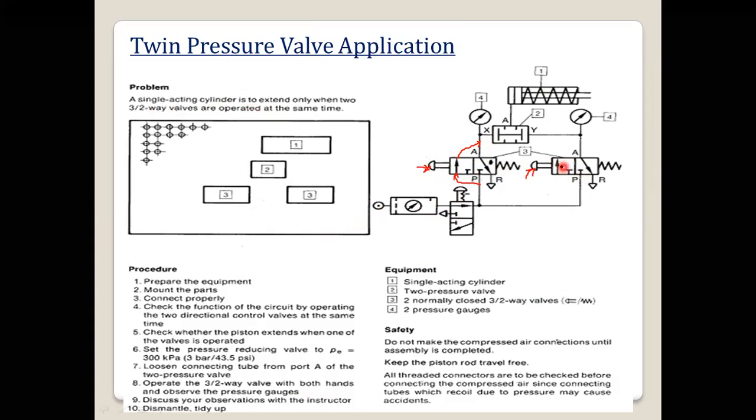Because I am operating both the valves at the same time, here also the position will be P to A. That means the compressed air will be coming at port X, and also at port Y. From ports X and Y, the air will travel to port A. Then the piston will move, that is, the extension is done.